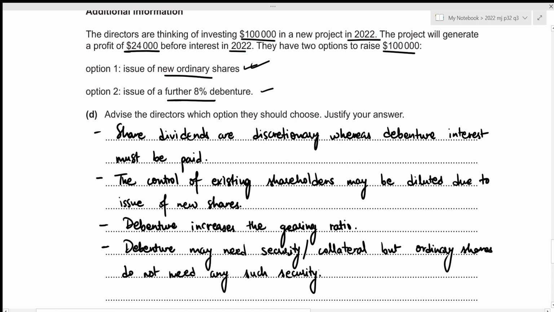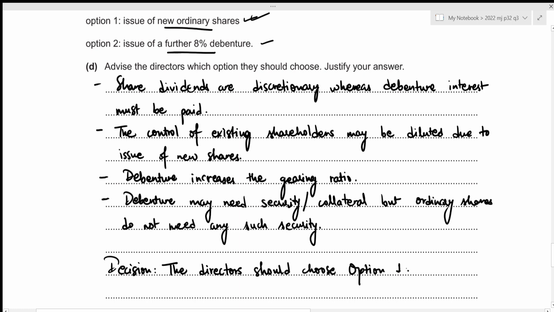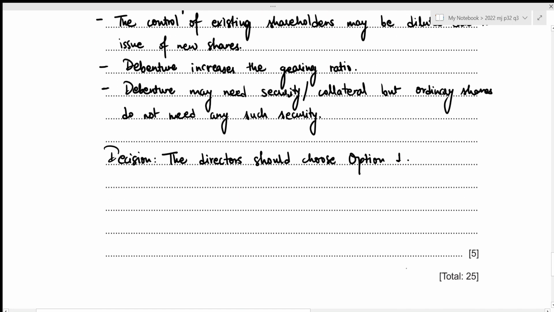Alright, now based on these factors, we need to advise the directors which option they should choose. Personally, I would always favor new ordinary shares. So in this case as well, I will be advising the directors to choose option 1. Let's write down the decision clearly. The directors should choose option 1. Alright, this concludes the fourth part of this question as well as the entire question number 3 of 2022 May-June paper 3-2.